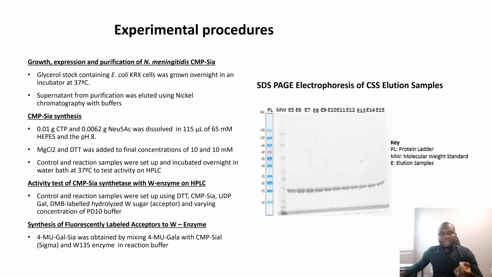And then experimental procedures, just to quickly run through these, we performed growth, expression, and purification of the W enzyme and also CSS, which was used in this reaction. We have the SDS-PAGE gel for the CSS, which was used in the reaction to better understand the relationship, like I said before, between vaccine structure and immune response.